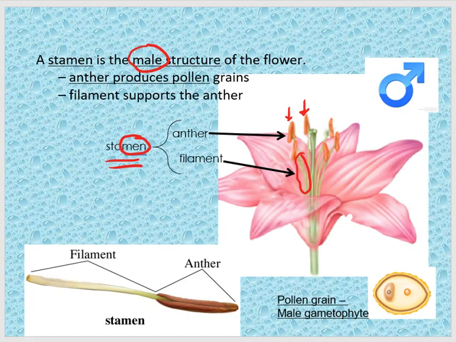That anther up there is where the pollen is. All that pollen is on that. That's the male reproductive cell of the flower. It's the sperm of the flower.